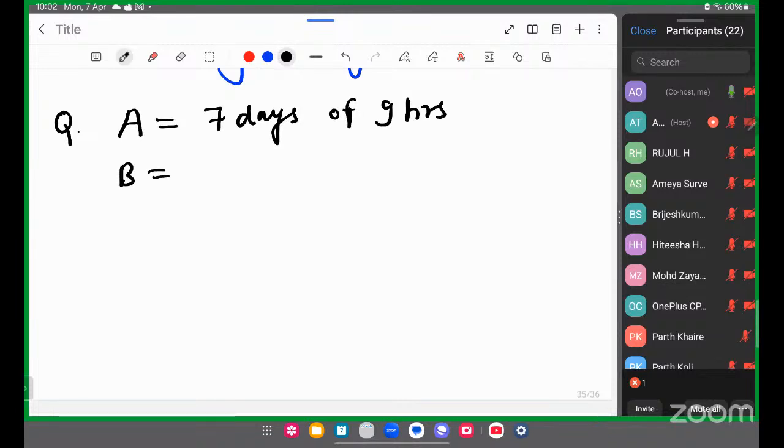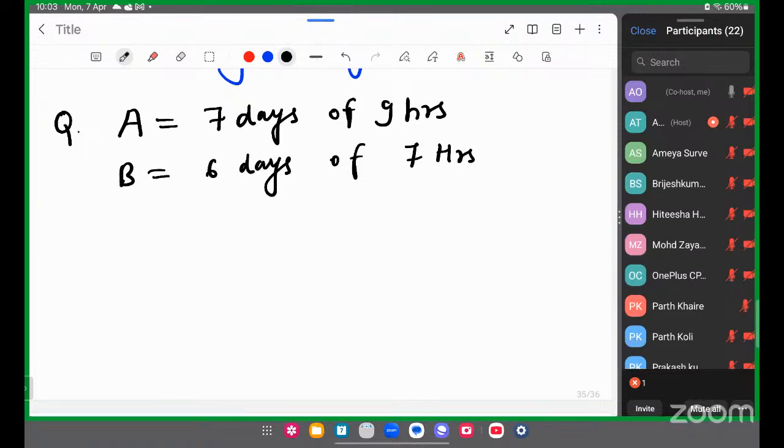B did the work in 6 days of 7 hours. The question is, how much time will they take to complete the work? So in this question, worker A and worker B are not working the whole day. They are working only 9 hours a day and 7 hours a day. So we will convert the question into number of hours.